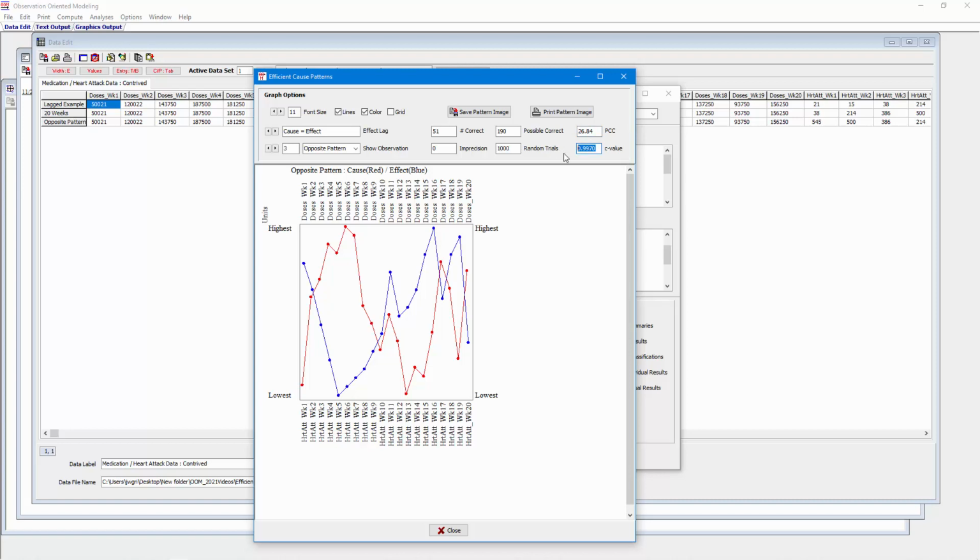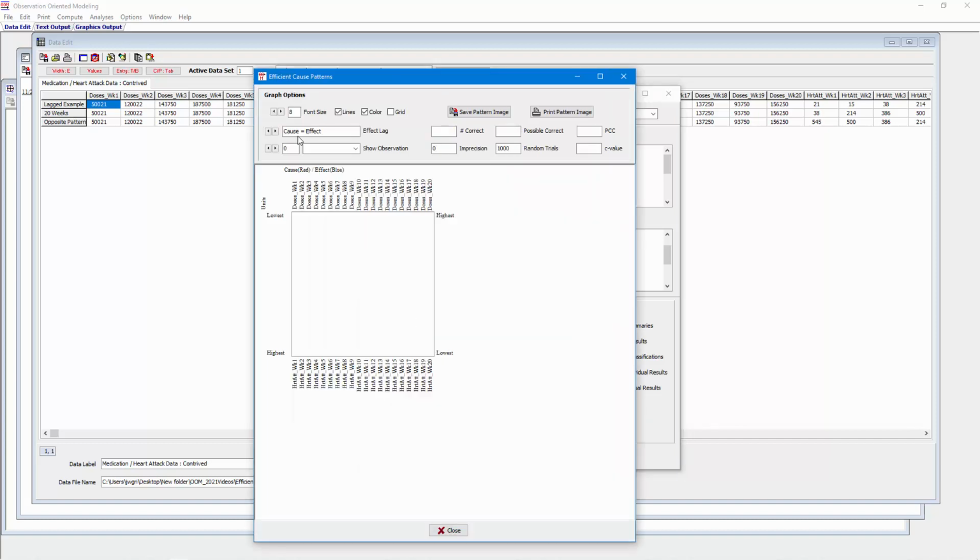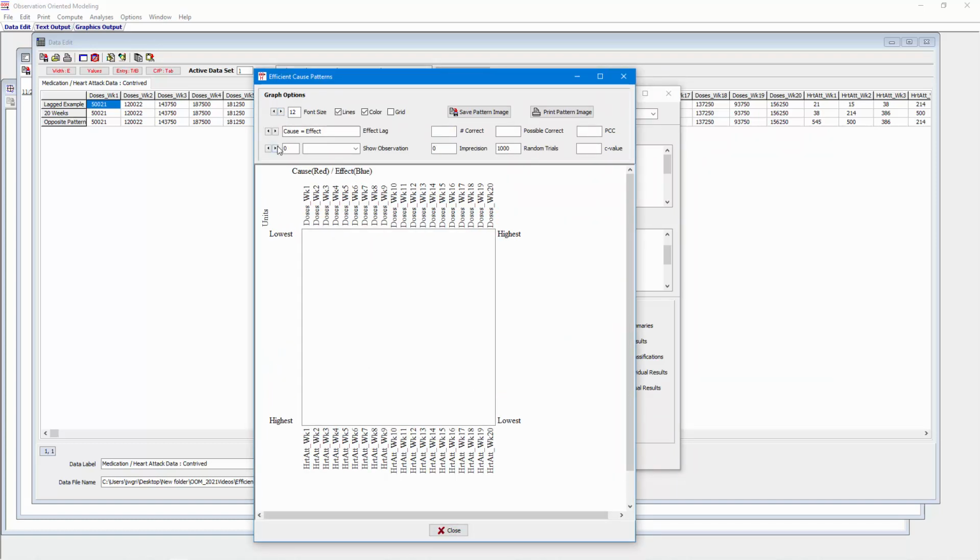With this inverse relationship, we need to reflect either the cause or the effect. Let's go back to the option, and notice we can reflect either the cause or the effect. It's arbitrary really which of these you choose. Let's go ahead and look at the cause, so we will reflect the cause. Go to the ordinal patterns, magnify a little since it resets, and let's look at that opposite pattern.